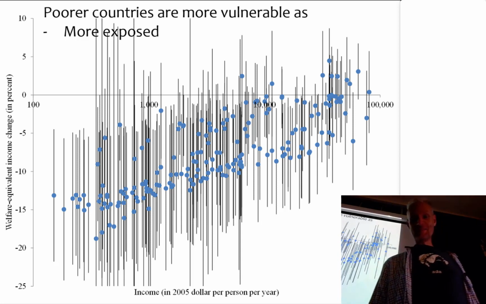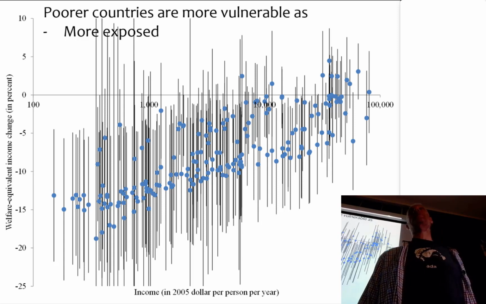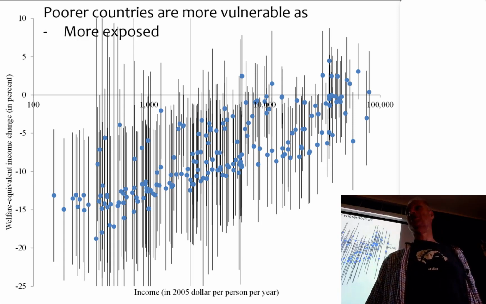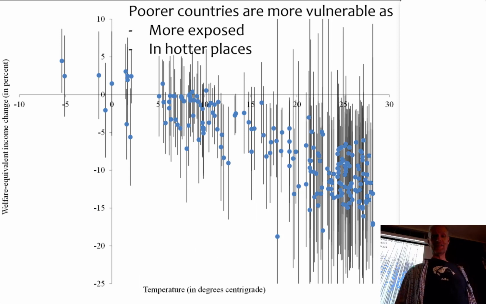The second reason is that poorer countries tend to be in other places than richer countries. Specifically, poorer countries tend to be in hotter places, and richer countries tend to be in colder places. So this is the same data again, but now on the horizontal axis, we're looking at the current average temperature. And what you see is that cold countries benefit from climate change, and hot countries are hit hard, right? And it just so happens that poorer countries tend to be in these hot places.